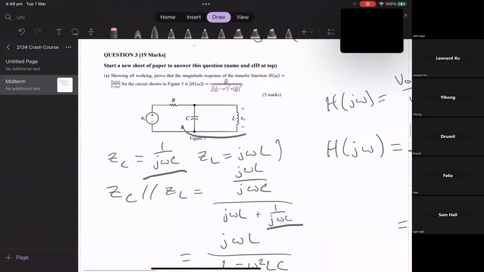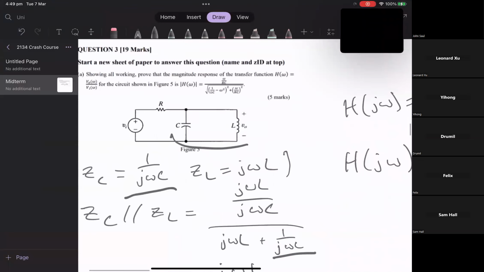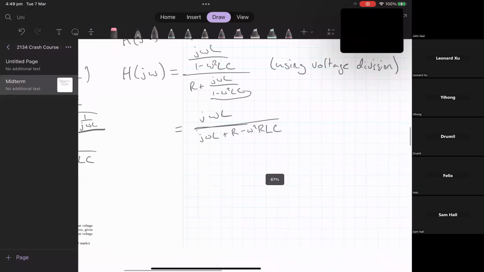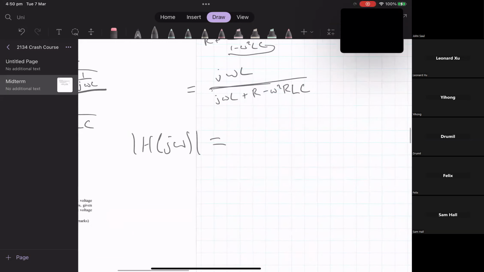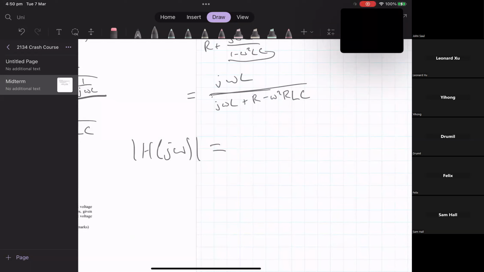It's asking us to prove that the magnitude of the transfer function is equal to this value. So we will take the magnitude here. In order to take the magnitude of something, we can split it into the numerator and denominator and do those separately. It is the square root of the real part squared plus the imaginary part squared. So simply on the top, you only have an imaginary part. And so omega L squared square root would just be omega L.